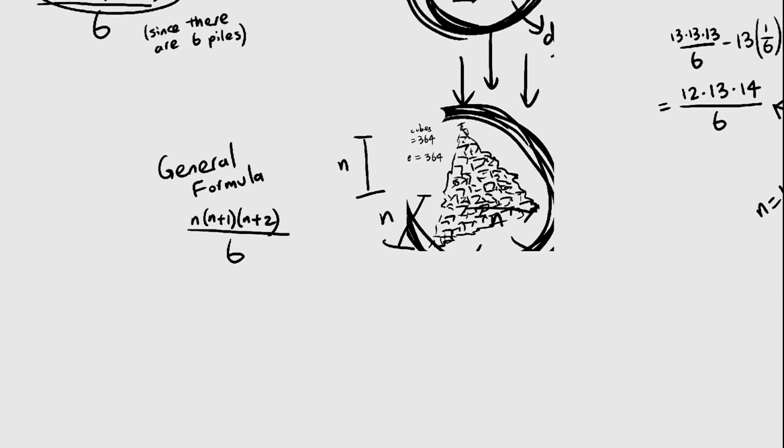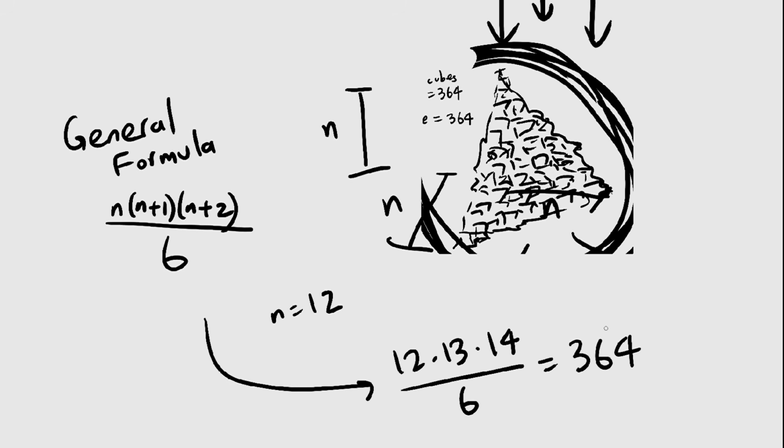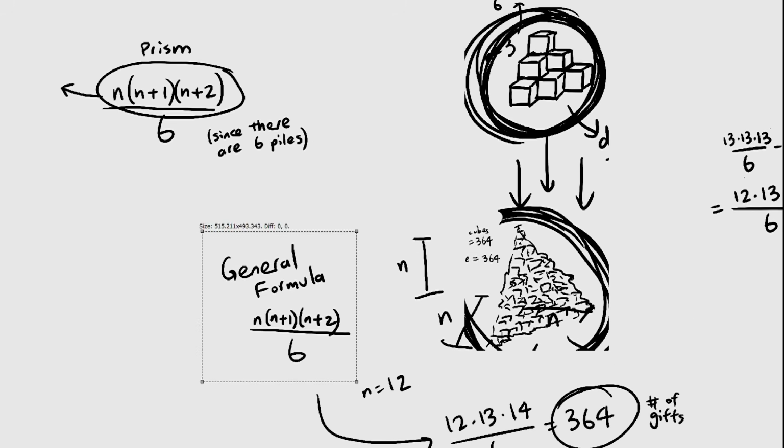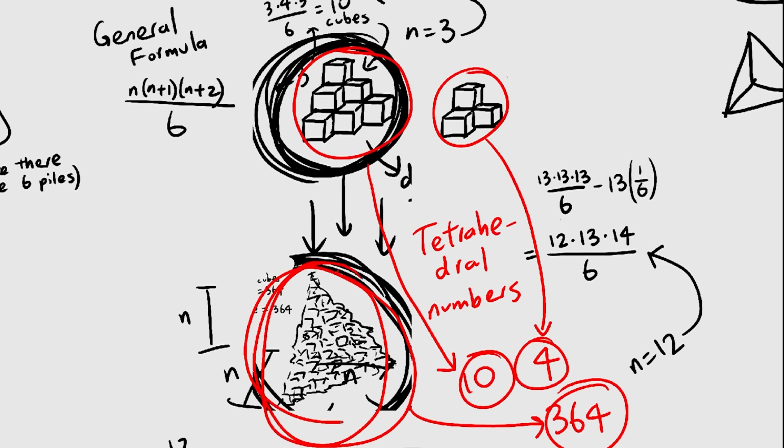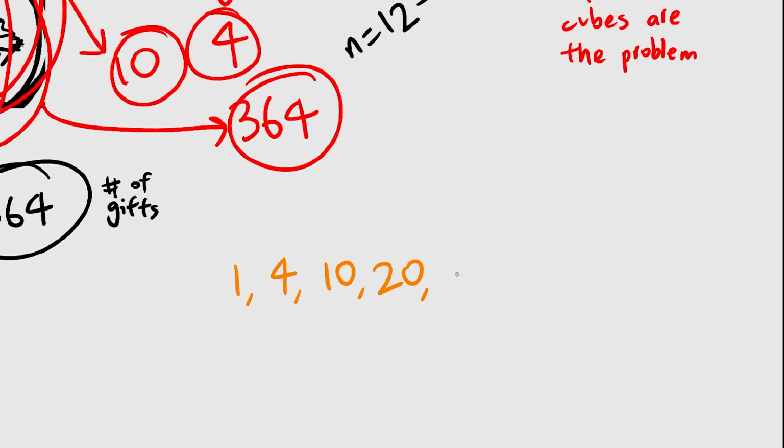You can just plug in n equals 12 for 12 days of Christmas and get back the total number of gifts. And you can plug in any other number for n as well. By the way, these numbers are called tetrahedral numbers because this shape is called a tetrahedron. And here are the first few tetrahedral numbers, all of which can be found using the formula.